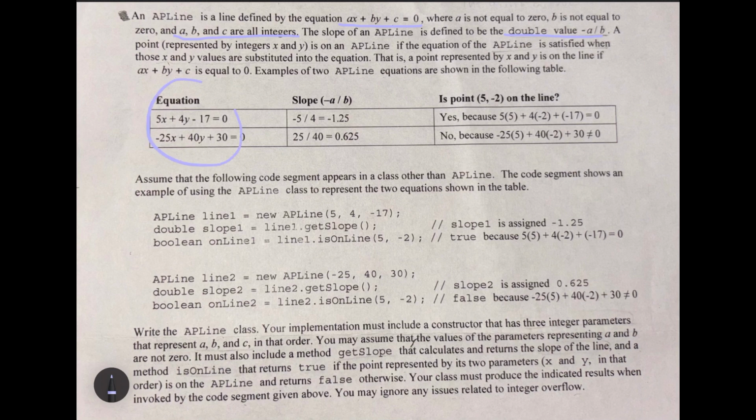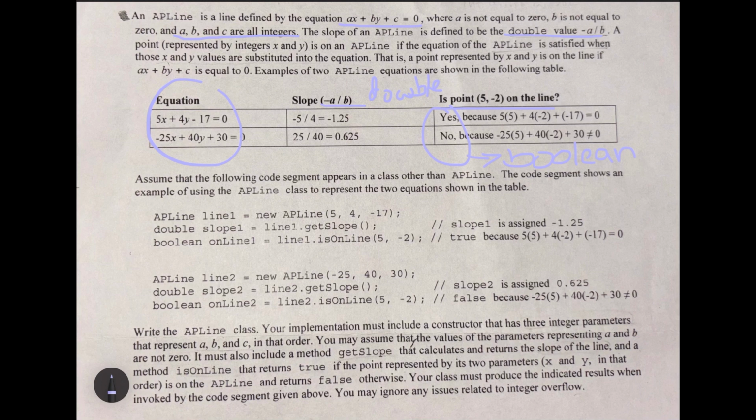So this is the equation, then this gives us the slope, and the slope has to be a double. And then is this on the line, yes or no? This looks like a Boolean. We have to create a Boolean method by just looking at the chart. Okay, now let's read further on.